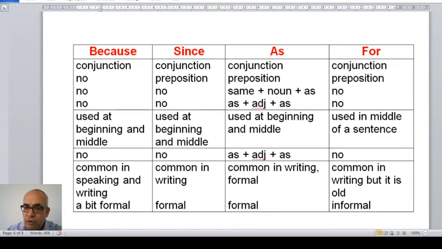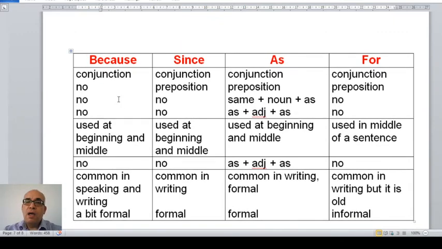And this is the table to explain to you. So I have because, since, as, for. As you can see, they are used as conjunctions. Because, since, as, for can be used as coordinating conjunctions. Since, as, for, we use them as prepositions. We cannot use because as a preposition. No.